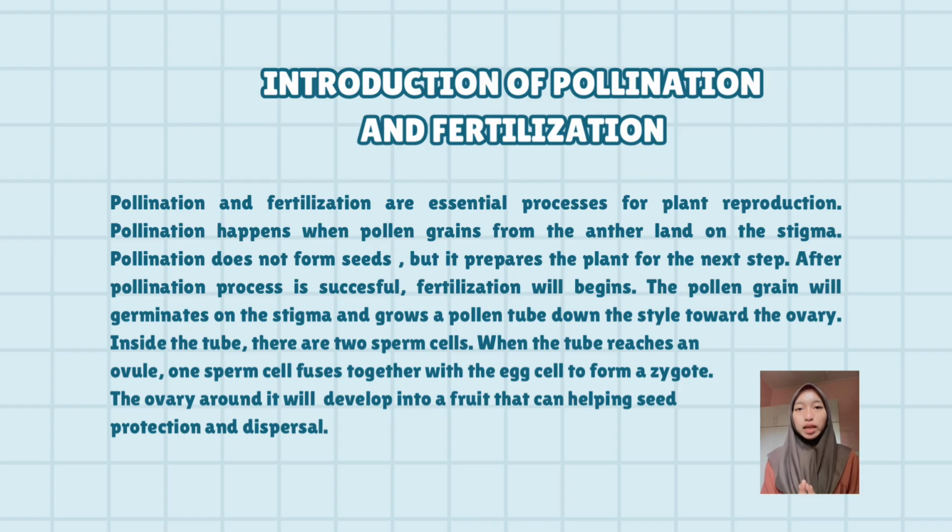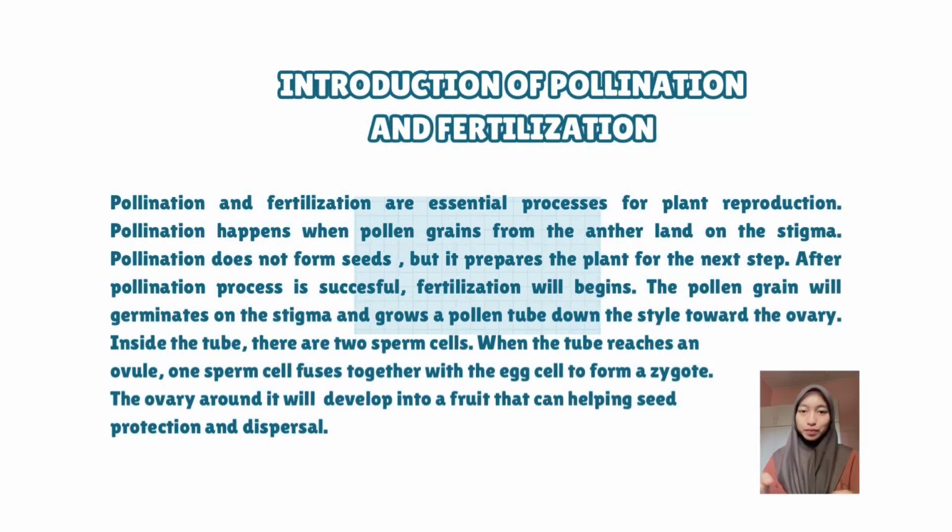After the pollination process is successful, fertilization will begin. The pollen grain will germinate on the stigma and grow a pollen tube down the style towards the ovary. Inside the tube, there are two sperm cells. When the tube reaches an ovule, one sperm cell fuses with the egg cell to form a zygote. The ovary around it will develop into a fruit that helps with seed protection and dispersal.